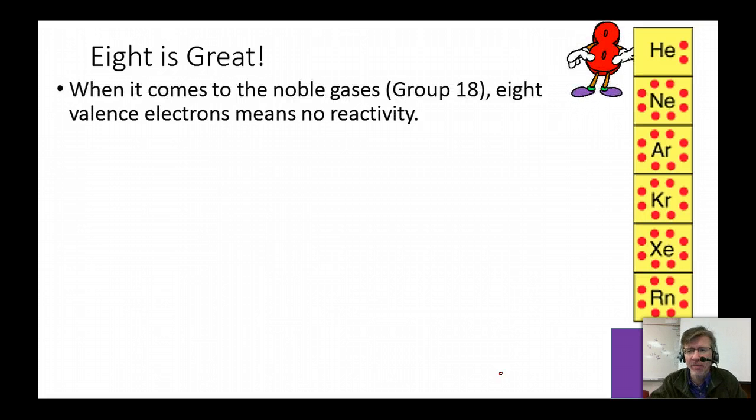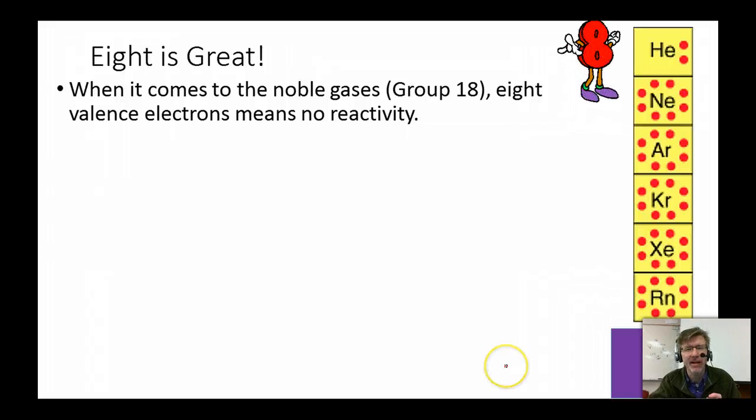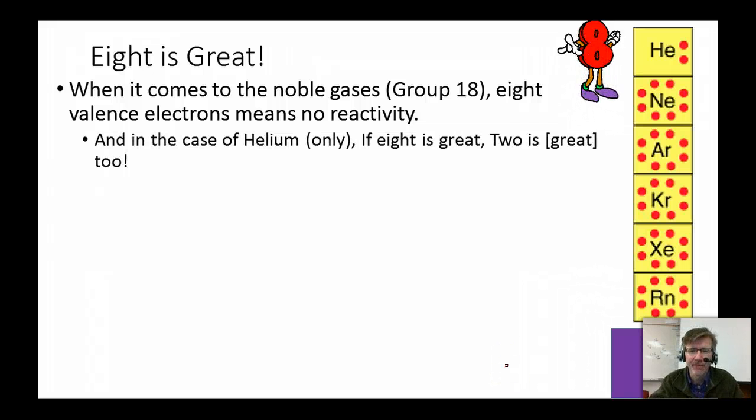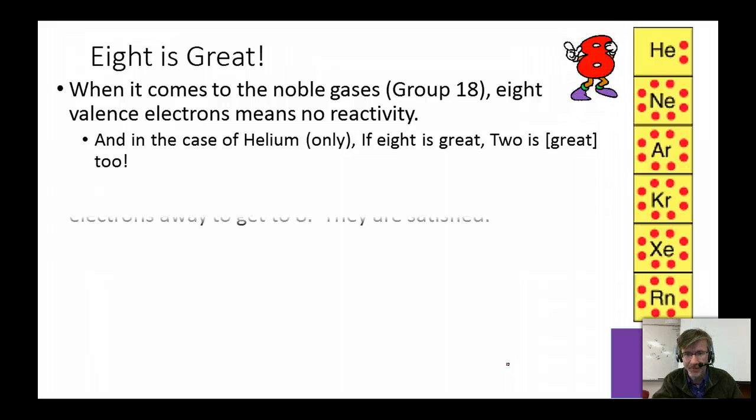All right, when it comes to noble gases in group 18, 8 valence electrons means this element is not reactive. There's no reactivity going on there. Why is that? And also, in the case of helium, if 8 is great, 2 is great as well.